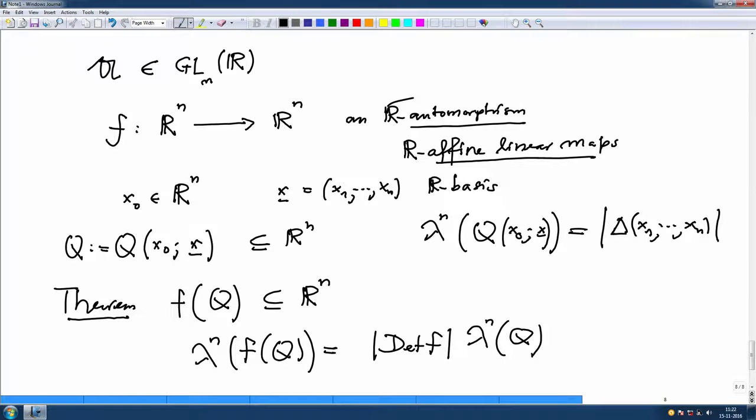Now, you see, on the other side we compute lambda n of Q, and the determinant of f we also compute independently, because you know the matrix of f, choose a basis, and so on. See, for example, just to motivate, suppose I take n equal to 1 and a linear map that is multiplication by a big number or a small number. That means I am shrinking or enlarging the length. Then what happens to the volume? This formula tells you what to do.